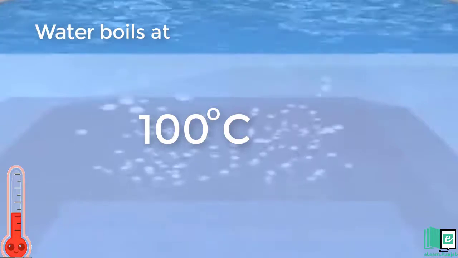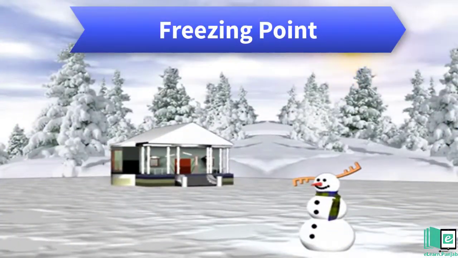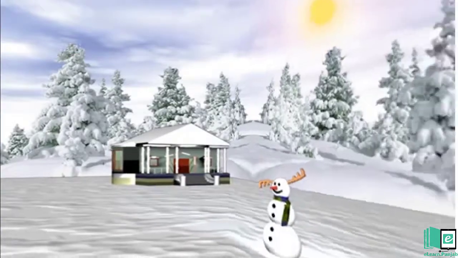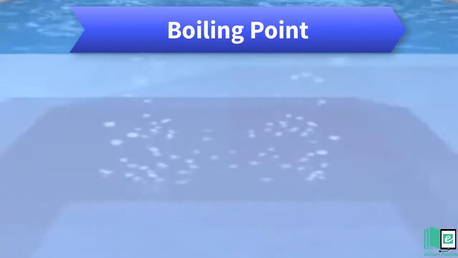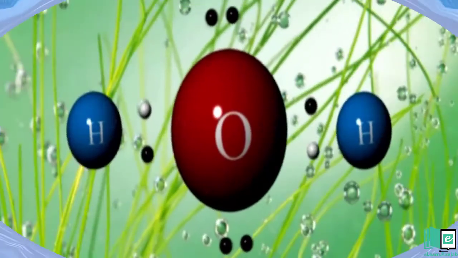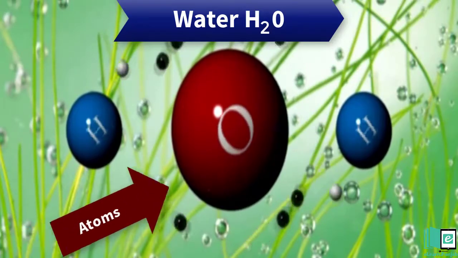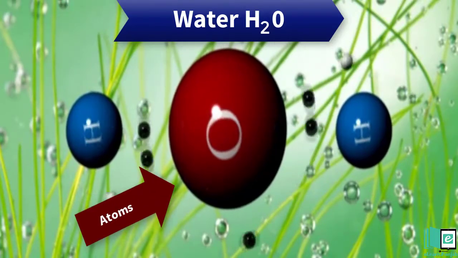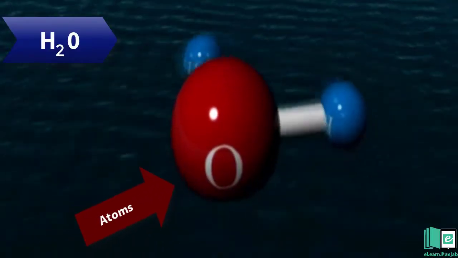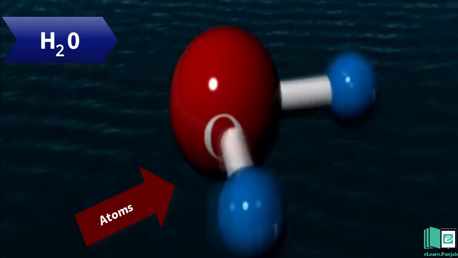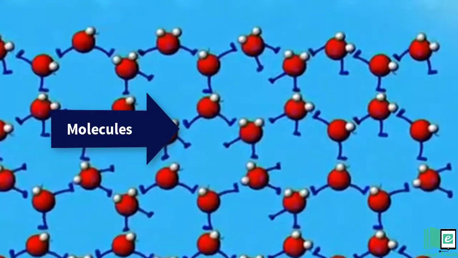The temperature at which water converts into ice is called its freezing point, FP, and the temperature at which water starts boiling is called its boiling point, BP. Water, H2O. We know that everything is made of atoms. Atoms join together to form molecules. A water molecule has 3 atoms, 2 hydrogen, H, atoms, and 1 oxygen, O, atom. A single drop of water contains billions of water molecules.